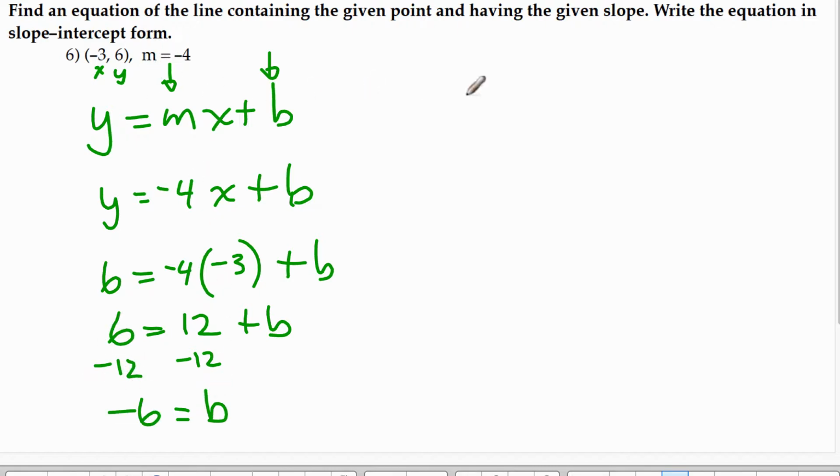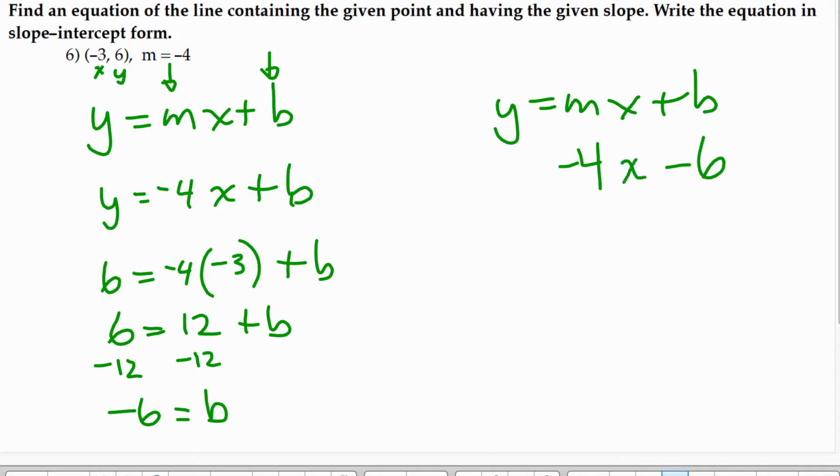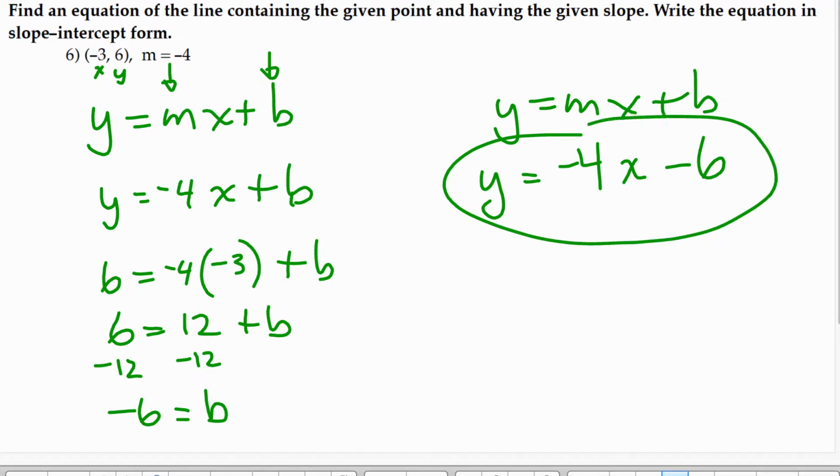So I have my slope. Let me rewrite my equation again. I have my slope from the first, so I can put a negative 4 in right there. And I also have the y-intercept, which is negative 6, so I can put that in right there. And then I just leave the y and the x general. There's my equation of that line.